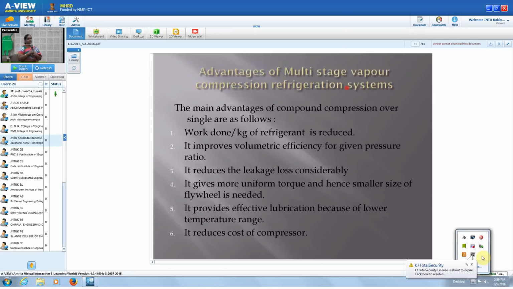Next. So let us see the advantages of multi-stage vapor compression refrigeration systems.